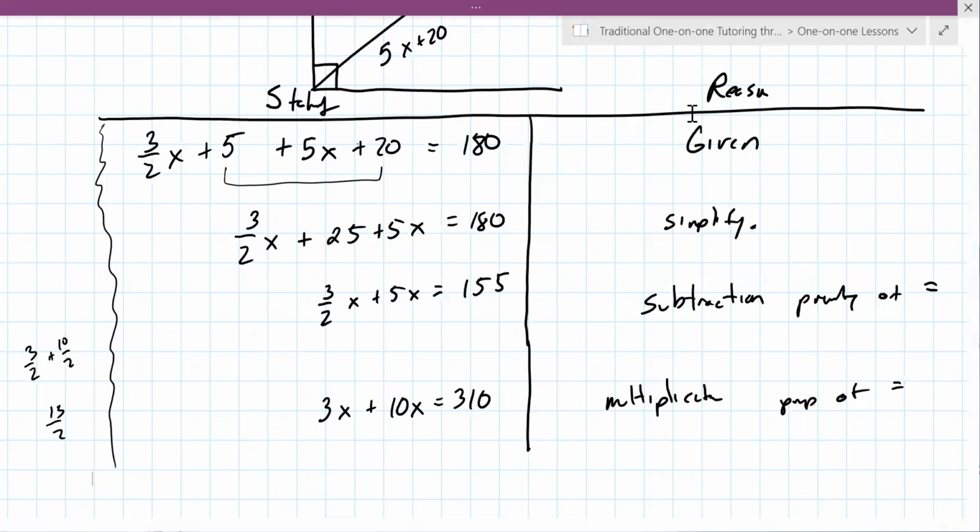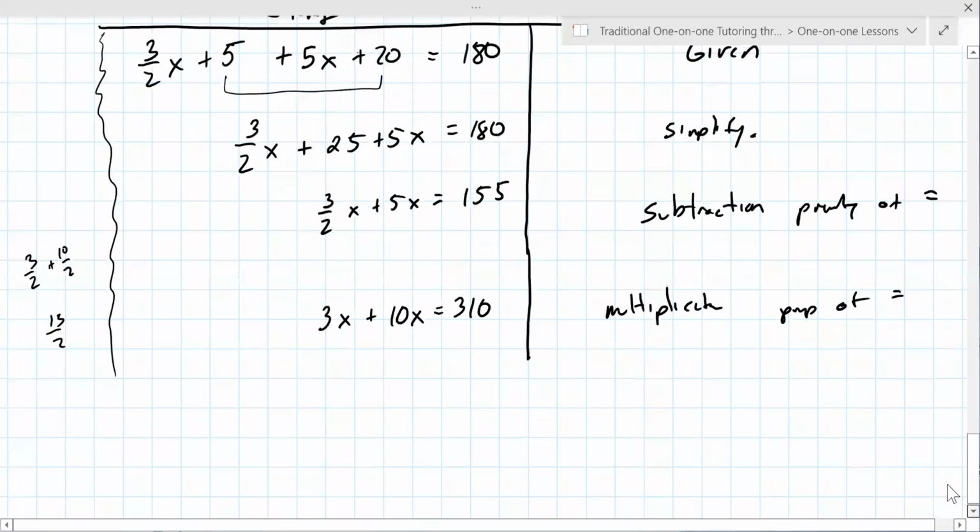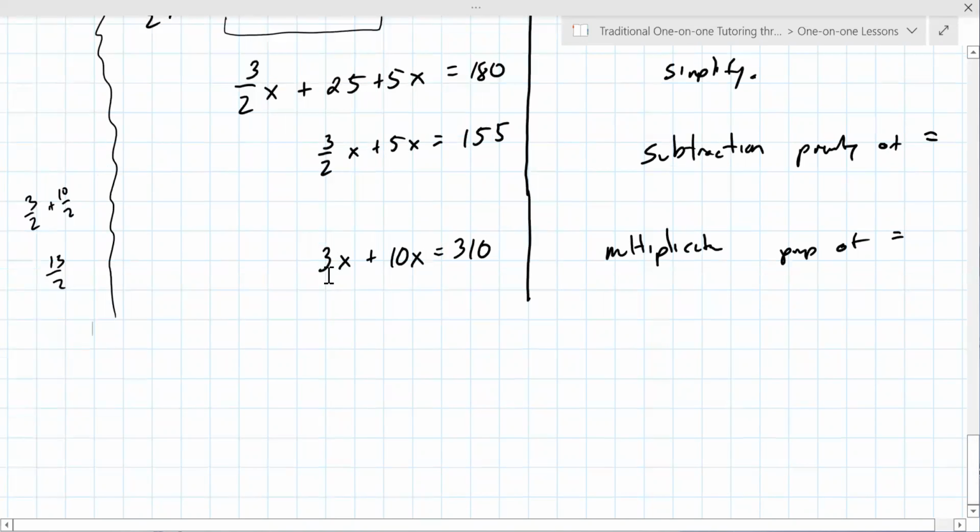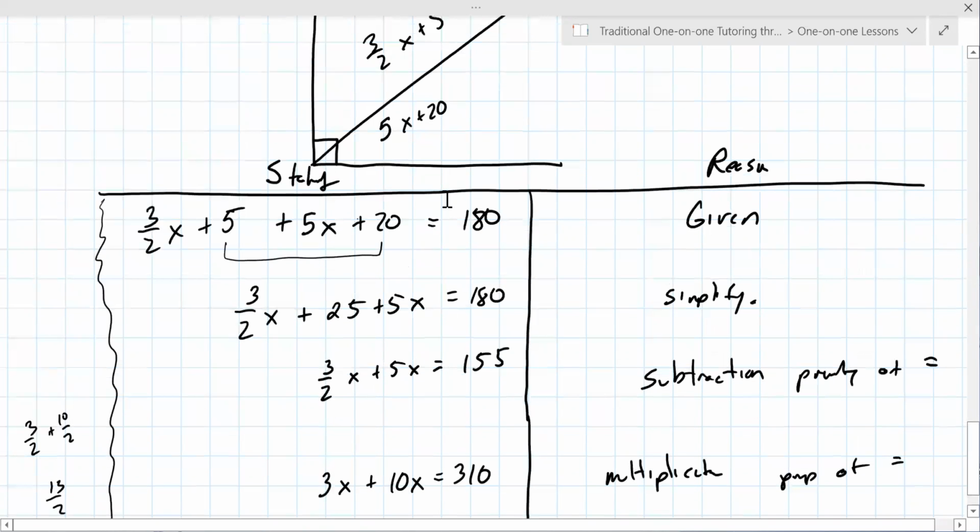And then okay, so you'll have 3x plus 10x equals 310. Would I just say simplify like terms? Yeah, simplify like terms. Oh, you know what? I messed up real bad here. This is actually equal to 90.